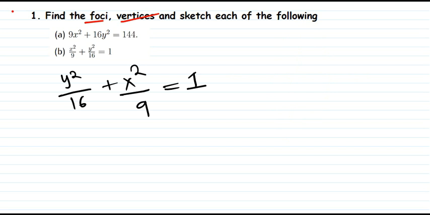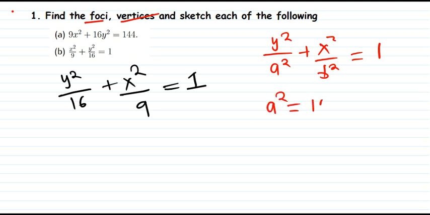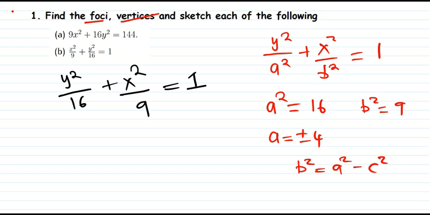So y squared over a squared plus x squared over b squared is equal to 1. Our a squared in this case is equal to 16. Our b squared in this case is equal to 9. So our a becomes plus or minus 4. Now we understand that our b squared is actually equal to a squared minus c squared. So since we know that our b squared is 9, our a squared is 16, we can easily find our c squared, which of course is still going to give c as plus or minus the root of 7.